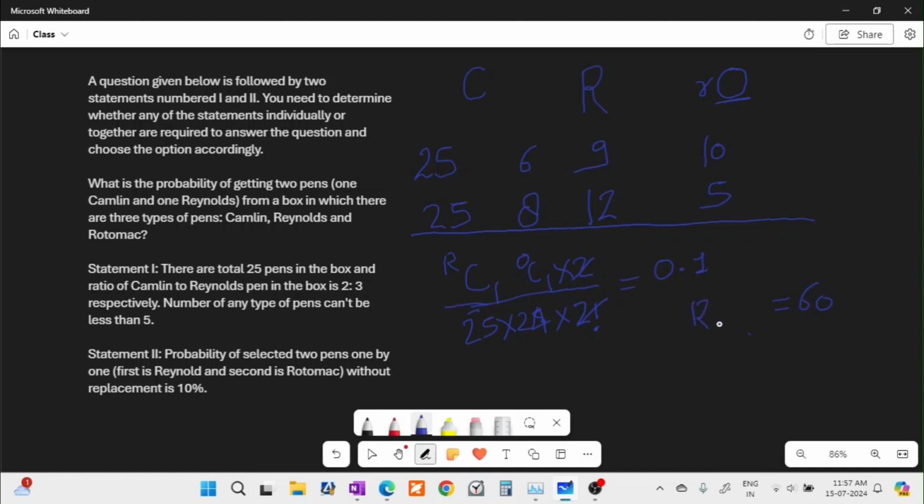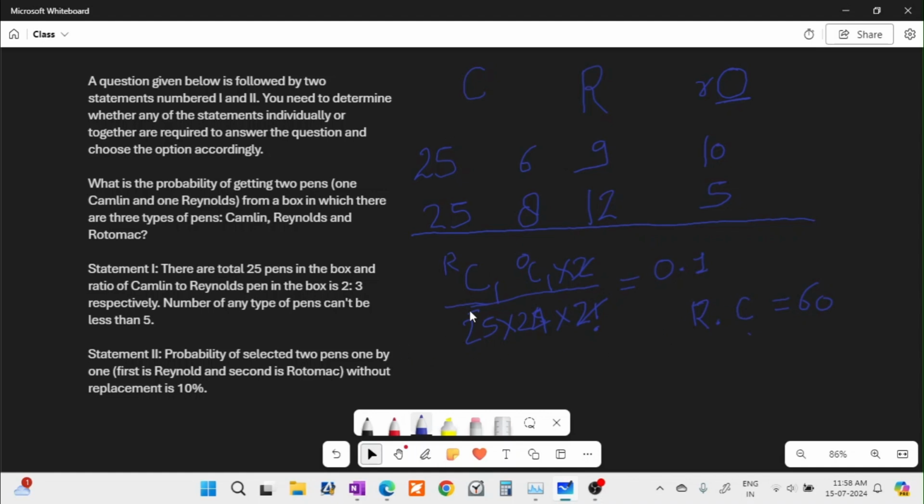R into O is equal to 60. But there are various cases of R and O. There are various possible numbers which can be R and O. 6 into 10 is also 60, 15 into 4 is also 60, 30 into 2 is also, but 30 is not possible. So statement 2 is also not sufficient.